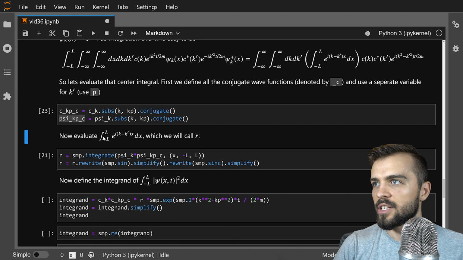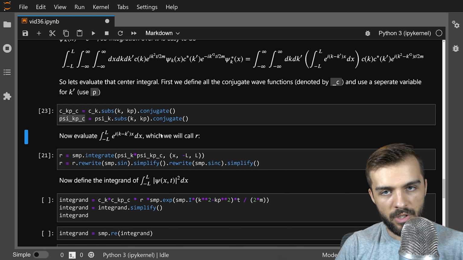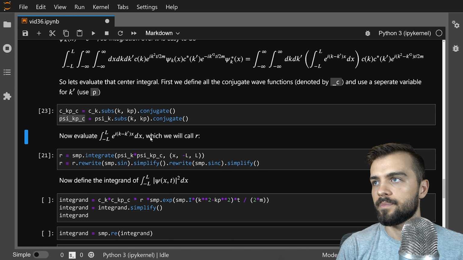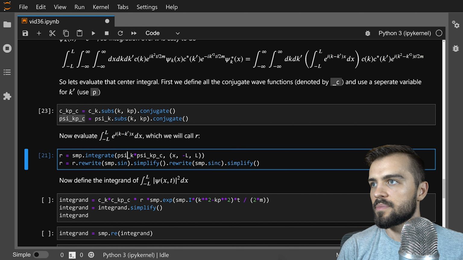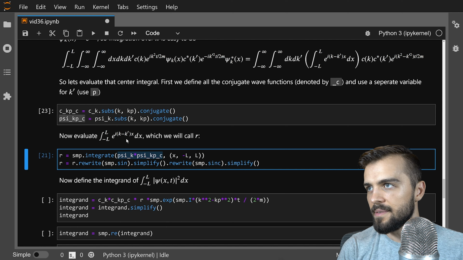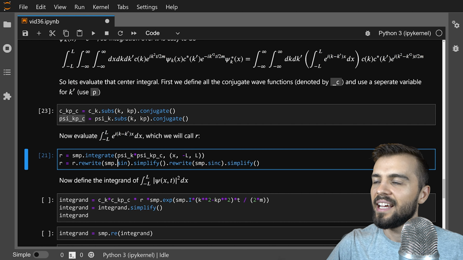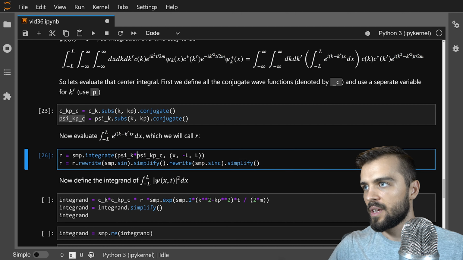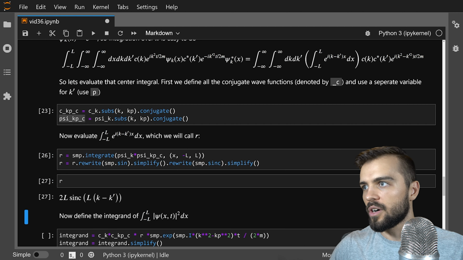Now we can evaluate this integral really easily, and I'll save the result in a variable called r. So this integral is r. I just integrate psi k times psi k prime c, which is just this function here, from x goes from negative L to L. Then I do a little bit of rewriting in terms of sine and sinc, and that helps simplify the function. So now I get my result r here.